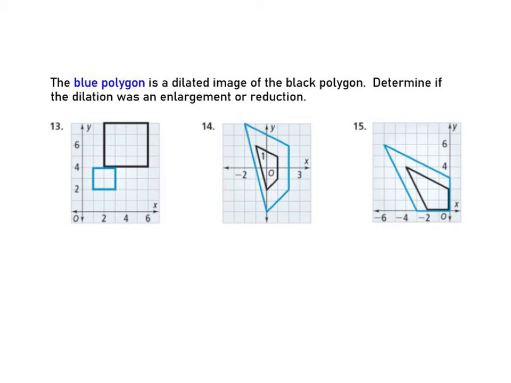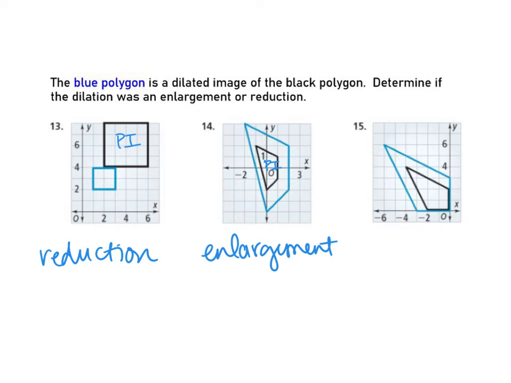So here we're just deciding: is it an enlargement or a reduction? Again, blue polygon is dilated image of black polygon. So black to blue. So if I'm looking at this one, here's my pre-image. That is getting smaller, so this would be a reduction. Okay, 14, again, black is the pre-image. It is getting bigger, so that's an enlargement. 15, black, again, to blue, we're getting bigger, so another enlargement. So that's all we have to do for those. We're not finding the scale factor or anything like that.